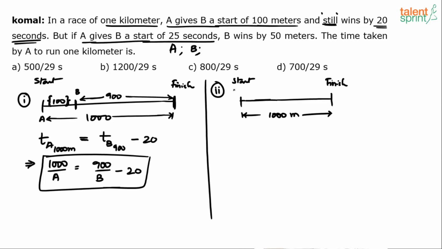This time both A and B start together. A and B both are at the starting point only. I mean together as in from the same point. Earlier they were at different points. Now they are at the same point.